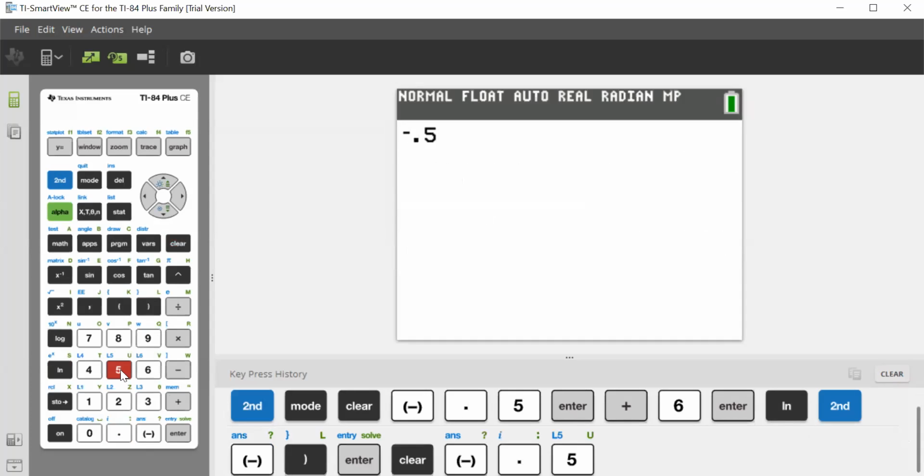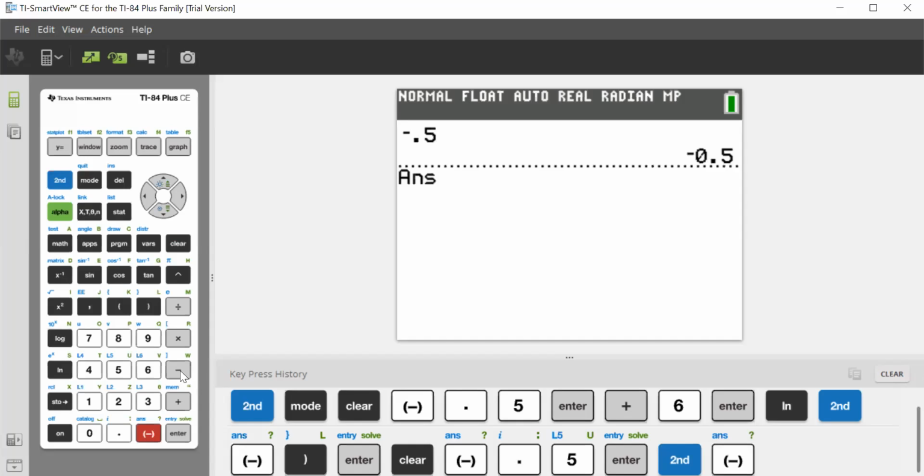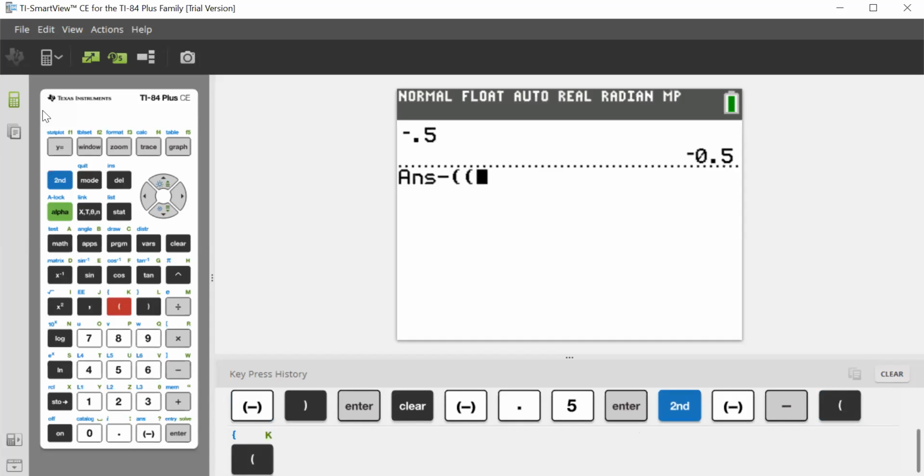So we're going to type in -0.5, hit enter, and store that as our most recent answer. Then anywhere in your formula where you see an x, you're just going to replace it with answer. Our formula starts with x sub n minus, right? So we'll do answer minus. And then we've got a big fraction, so we'll start a parenthesis for the fraction, start a parenthesis for the numerator, and type in x sub n cubed, so answer cubed.